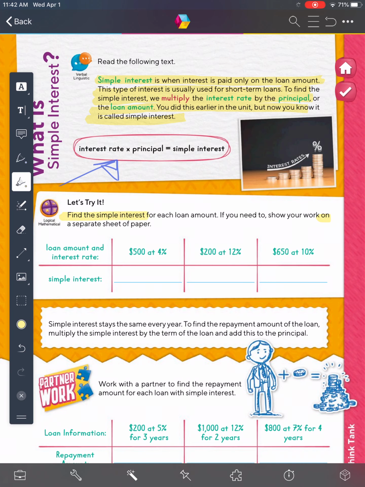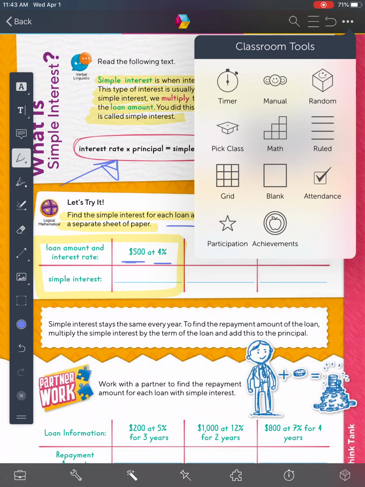Find the simple interest for each loan amount. If you need to, show your work on a separate sheet of paper. And that's what I'm going to do, to show you how to do it on this first example, and then it will be your turn to work on these other exercises. Ready? Remember, we already know the principal or the loan amount, that is $500, and we also know the interest rate, which is 4%. Remember, we did this when we were calculating the repayment amount in the last lesson. Okay, so I'll go to a separate paper to solve this with you.